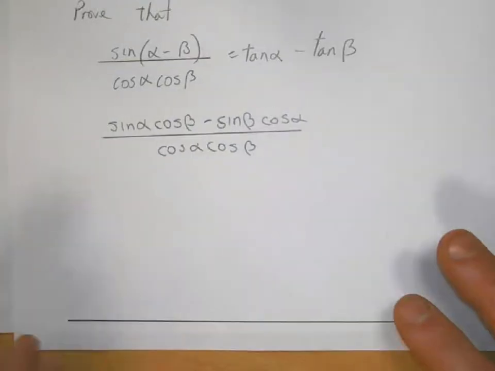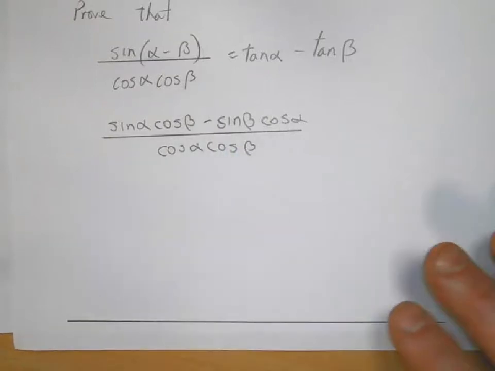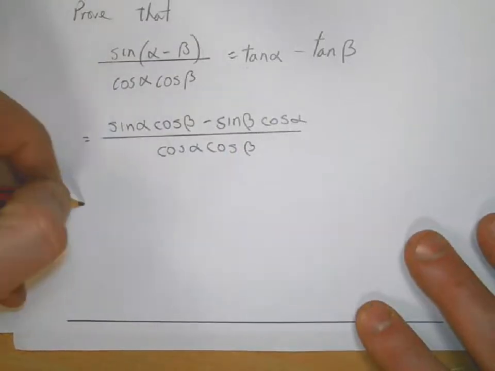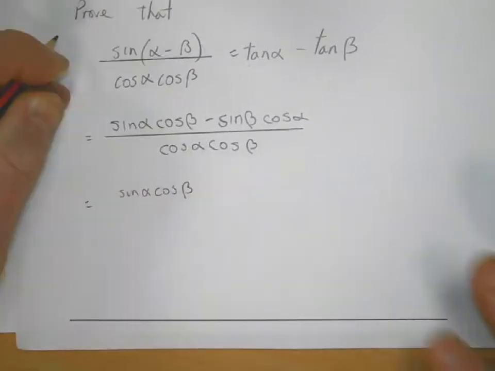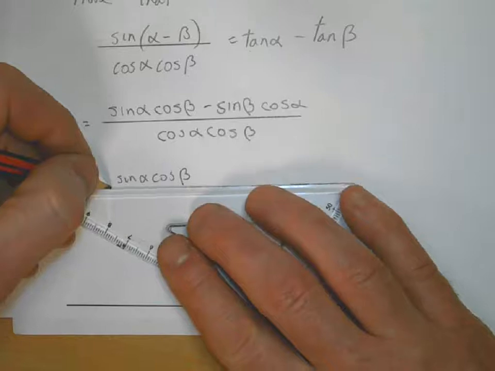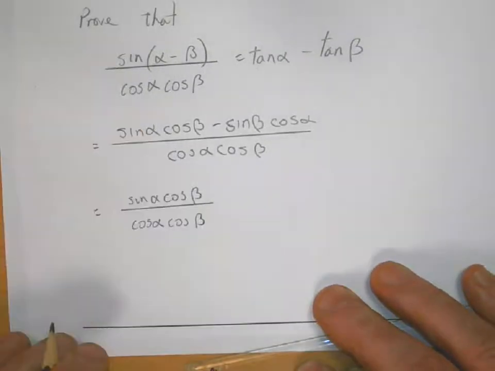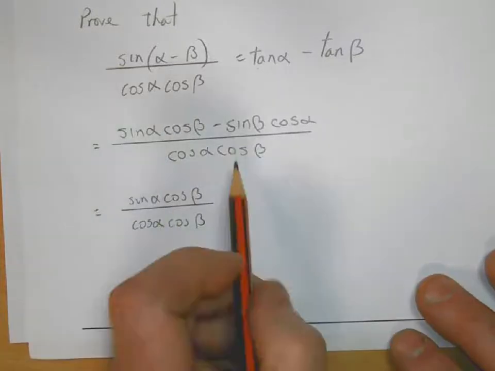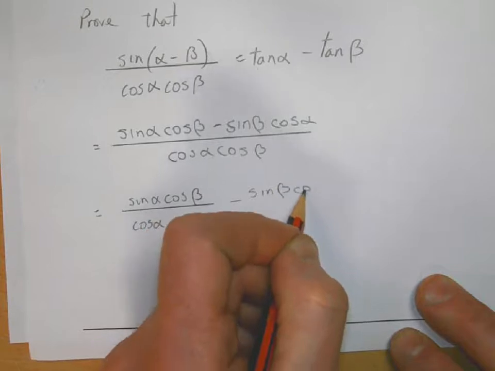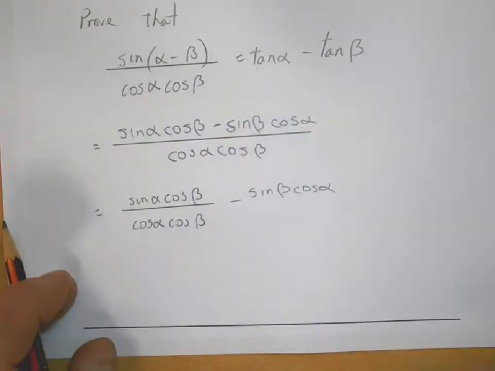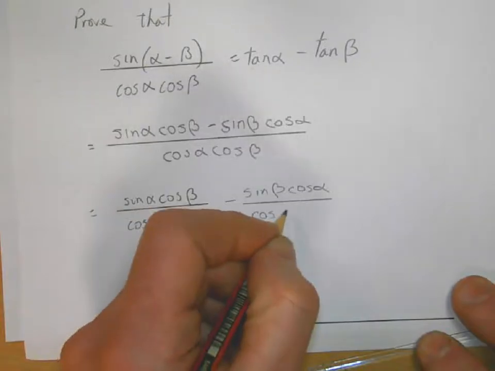Now we can split this big fraction here into two separate fractions. We could rewrite that as sine alpha cos beta over cos alpha cos beta. And then on the other side, we've got minus sine beta cos alpha all over cos alpha cos beta.